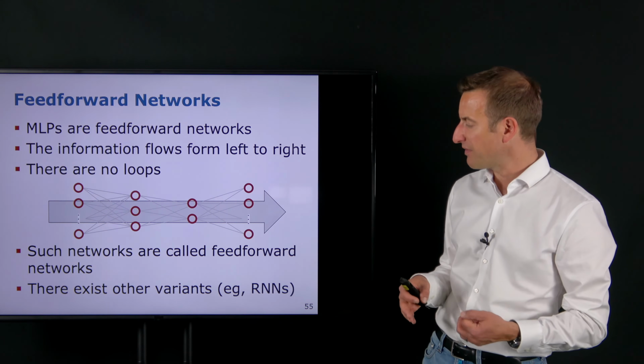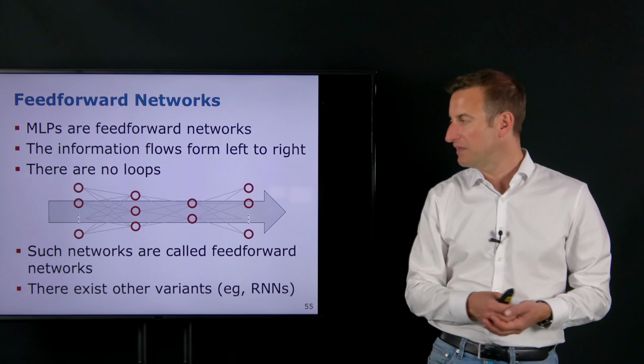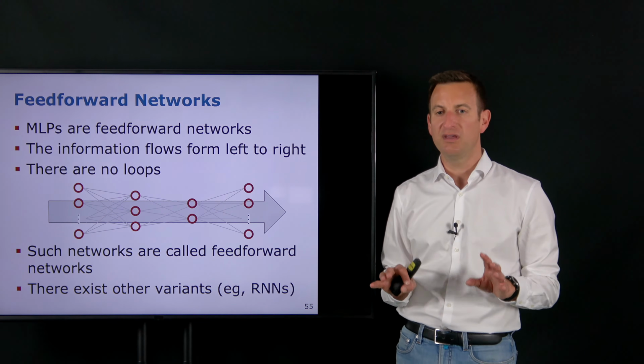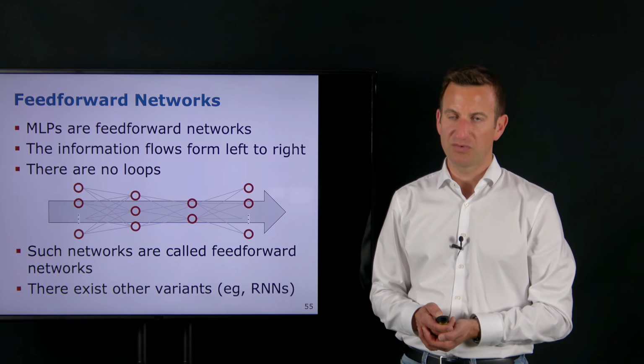Just to mention that there are other variants like recurrent neural networks where you can actually feed this information backwards, or you have loops in here, but that's something that we are not considering here for the moment. Here we are just assuming we have those networks without any loops.